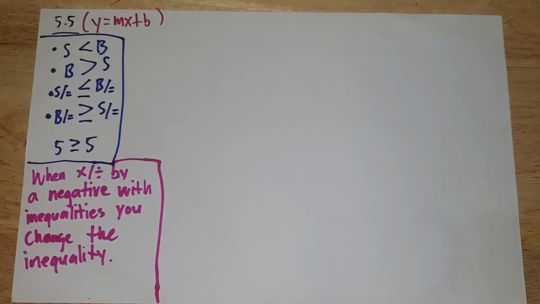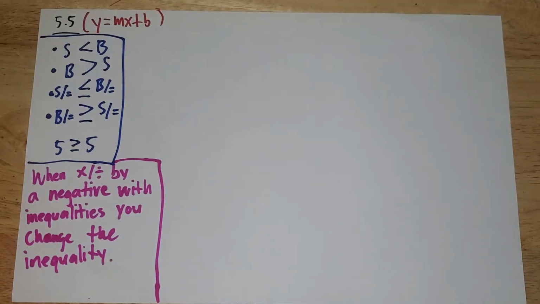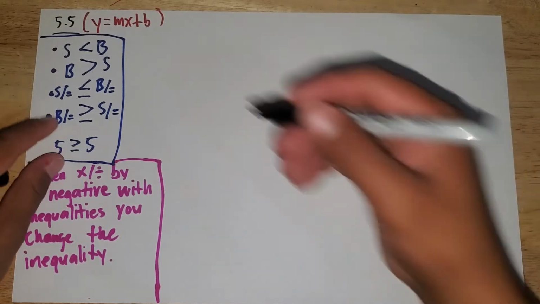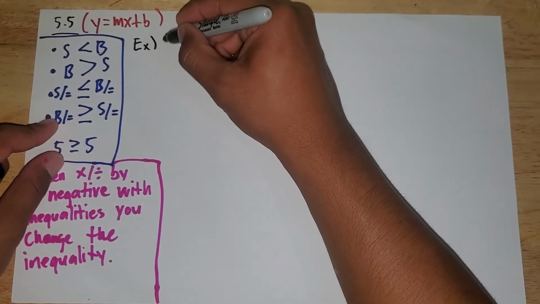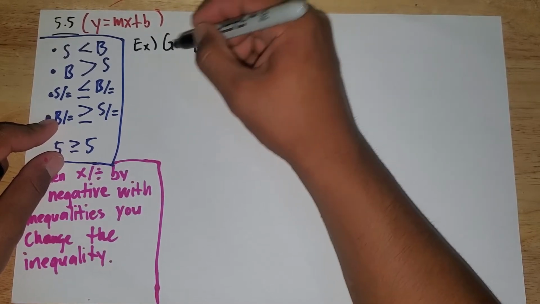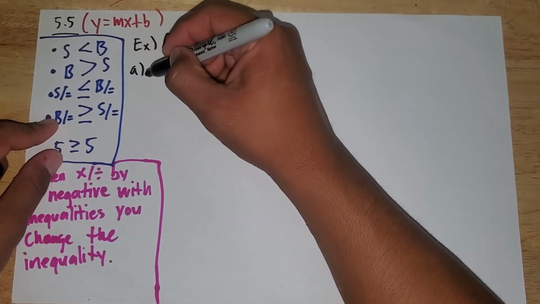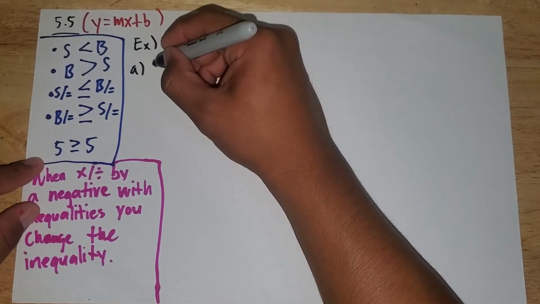So let's just start with an example. And maybe you remember these. These types of examples involved graphing shaded regions. So for example, we're going to be just graphing essentially. That's what this section is about. Let's look at our first example.